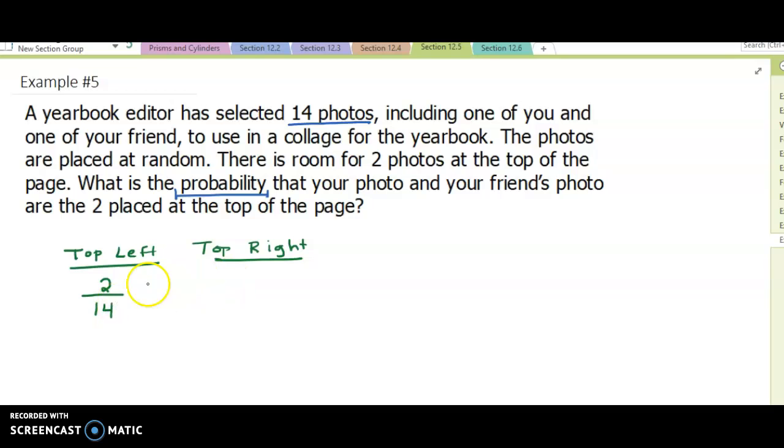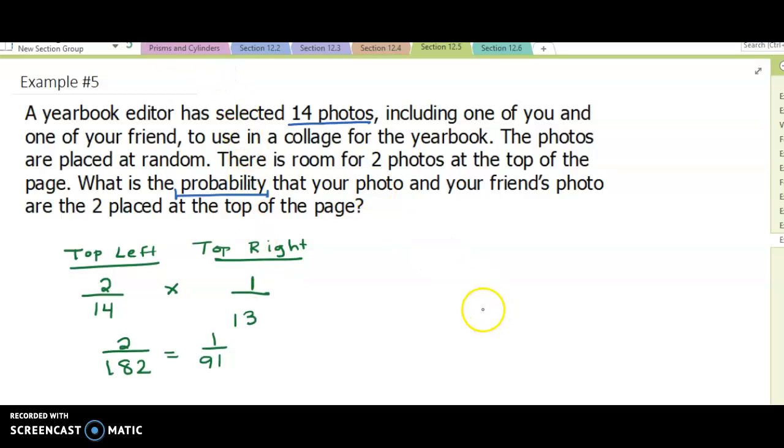Okay, well now, assuming one of us is chosen in the top left, the top right, there's only one of our photos left. So say they choose my friend on the left, all they have is me to choose from on the right. They don't have 14 photos to choose from, they have 13 photos to choose from. Okay, so if I multiply these 2 numbers, I would get 2 over 13 times 14 is 182, which simplifies to 1 over 91. Okay, that's one way we can do it.